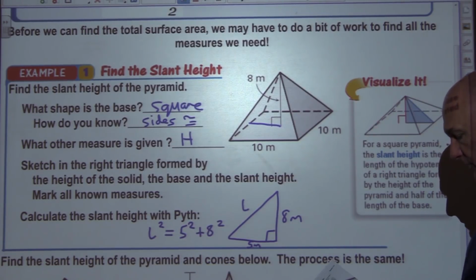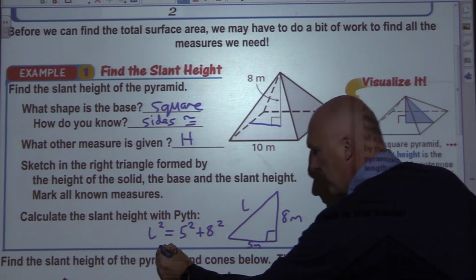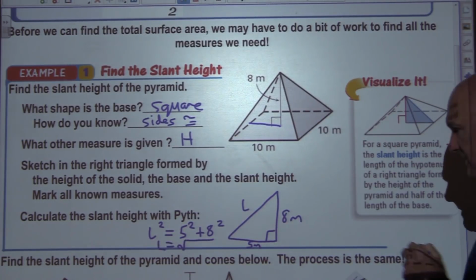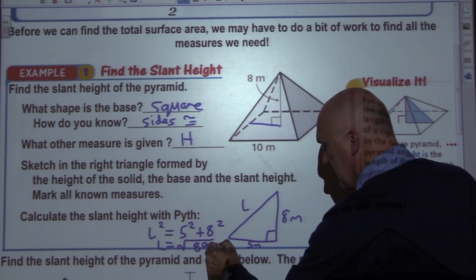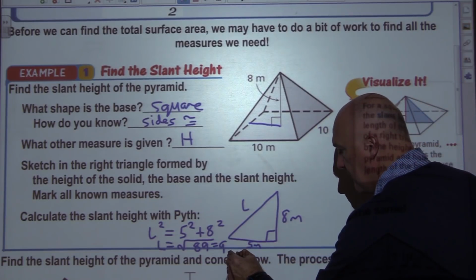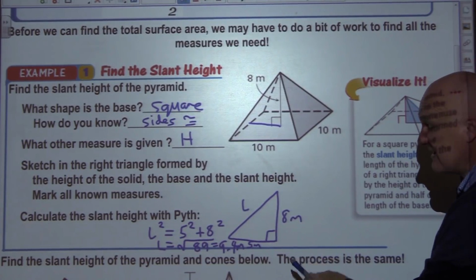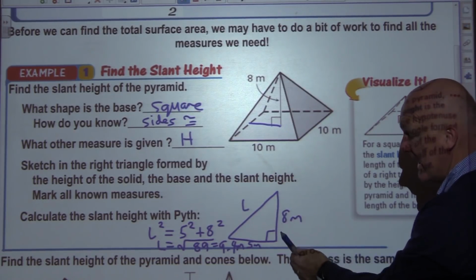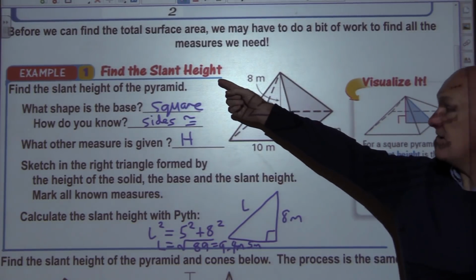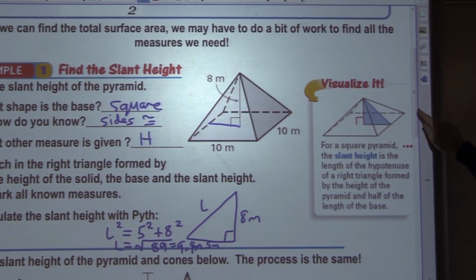When you work everything out, we get 25 plus 64. So L is equal to the square root of 25 plus 64, which is 89, which gives us a height of 9.4 meters. So this slant height is 9.4, and it's sensible, isn't it, that it's longer than the 8 here, because as we know, that gives us our longest side. So there's your example 1 done. Find the slant height, and we do actually need that.